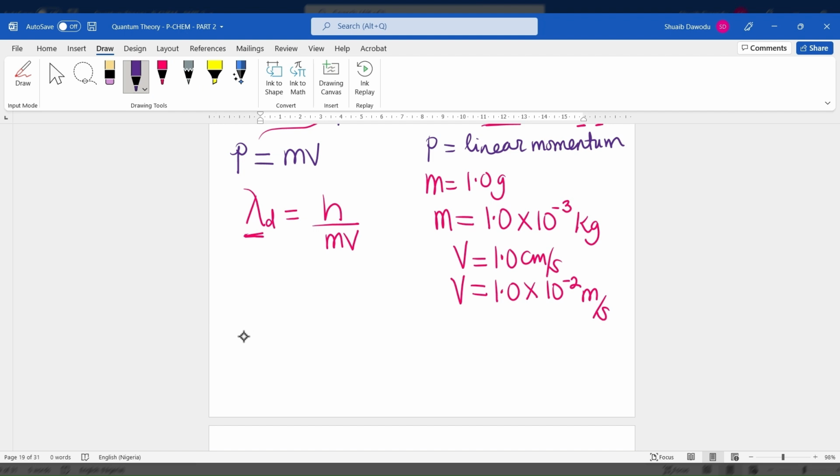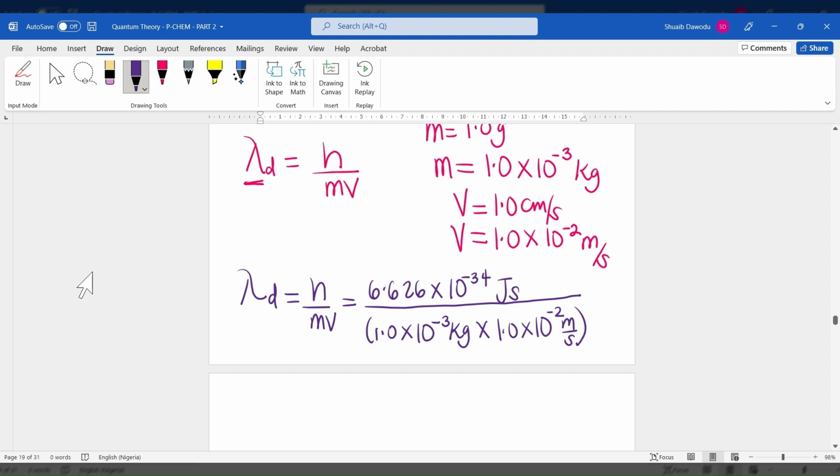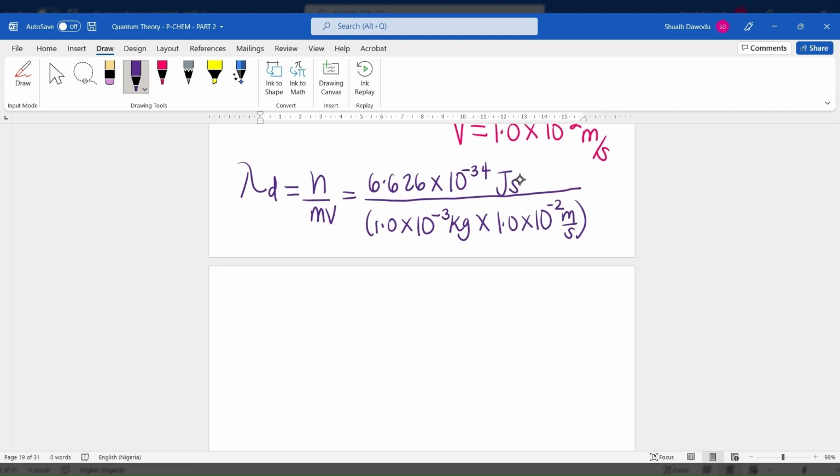So for example, going forward, we have the de Broglie wavelength, which is h divided by mv. We're going to substitute 6.626 times 10 raised to the power of negative 34 joule seconds. I just want you to see something, and then I'm going to explain further. Then you have your mass, 1.0 times 10 raised to the power of negative 3 kilograms, times the velocity, 1.0 times 10 raised to the power of negative 2 meters per second. So that is what you have.